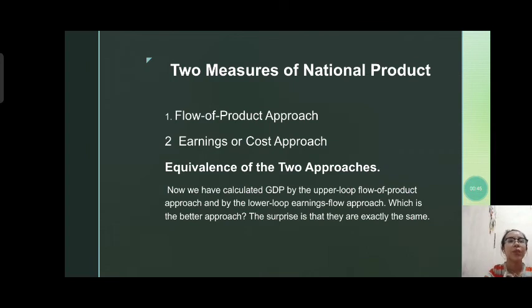Next are two measures of national product. The two measures of national product are the flow of product approach and the earnings or cost approach. Equivalence of two approaches. Now we have calculated the gross domestic product by the upper loop, the flow of product approach, and by the lower loop, the earnings flow approach. Which is the better approach? The surprise is they are exactly the same.